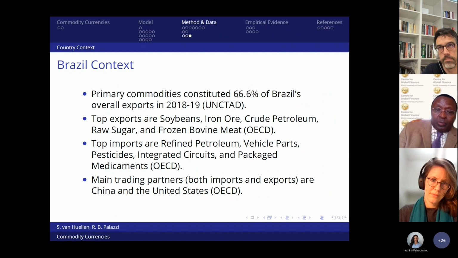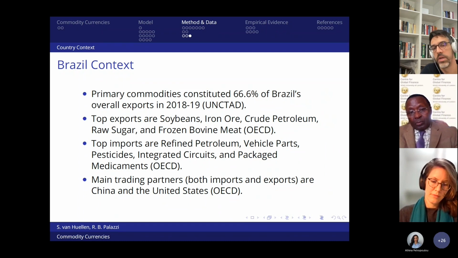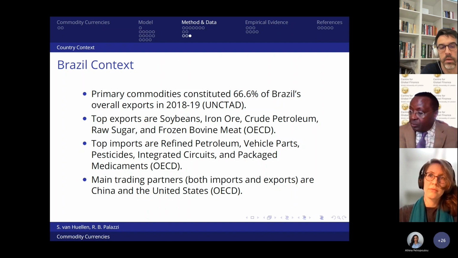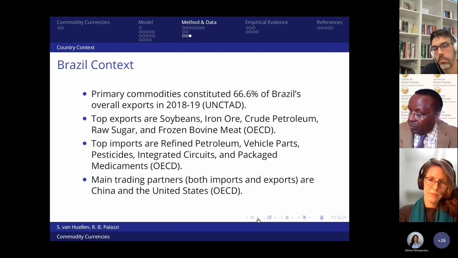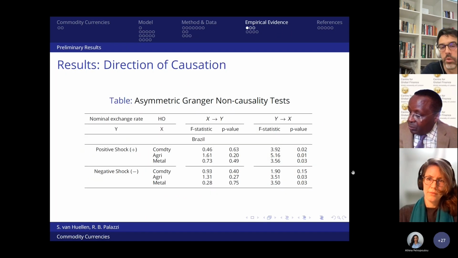Brazil has a deficit if you compare exports versus imports of oil, especially diesel. And the main trading partners for Brazil are China and the US, according to the USD.